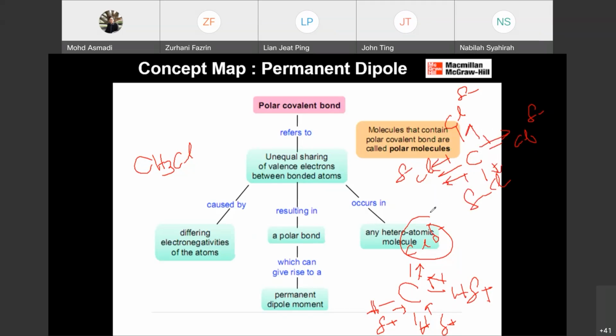Heteroatomic molecule. This one is heteroatomic molecules. Okay, understand? So especially for the polar molecules.